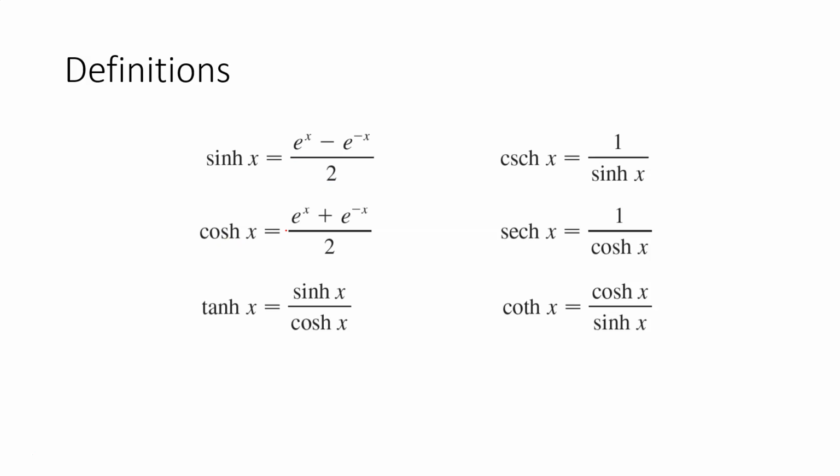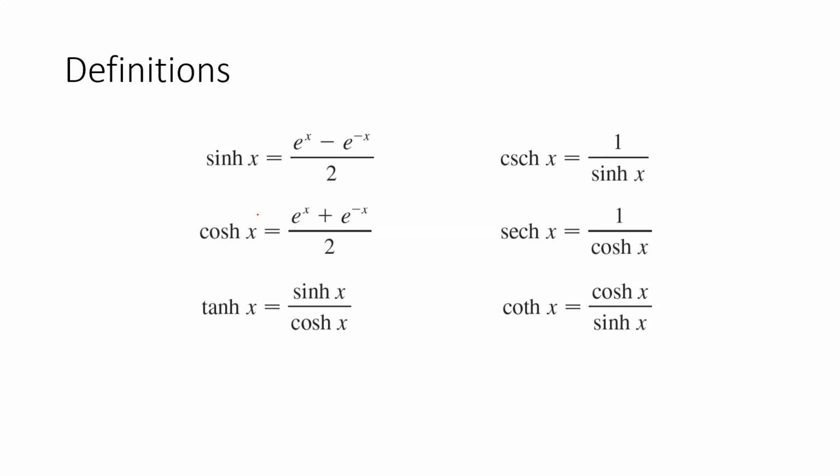Hyperbolic cosine is e to the x plus e to the negative x divided by 2. And then all the other hyperbolic trig functions will be defined as some quotient of those. So hyperbolic tan is hyperbolic sine over hyperbolic cosine. Hyperbolic cosecant is 1 over hyperbolic sine. Hyperbolic secant is 1 over hyperbolic cosine. And hyperbolic cotangent is hyperbolic cosine over hyperbolic sine.